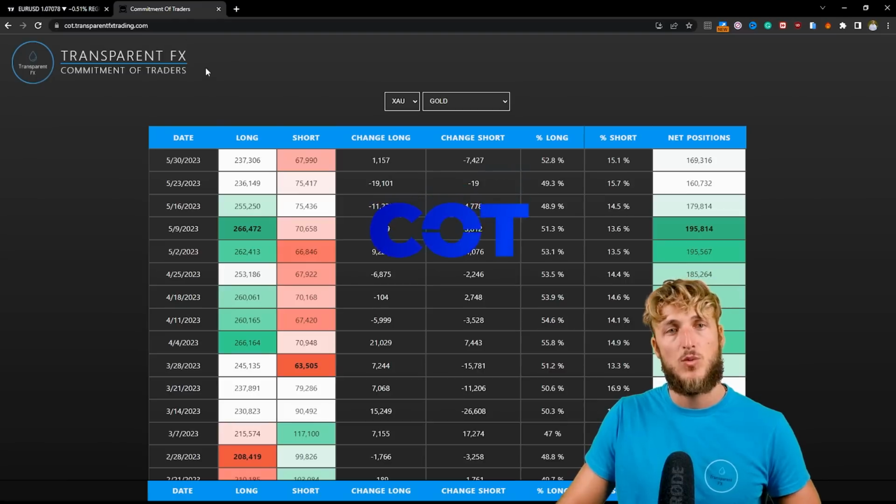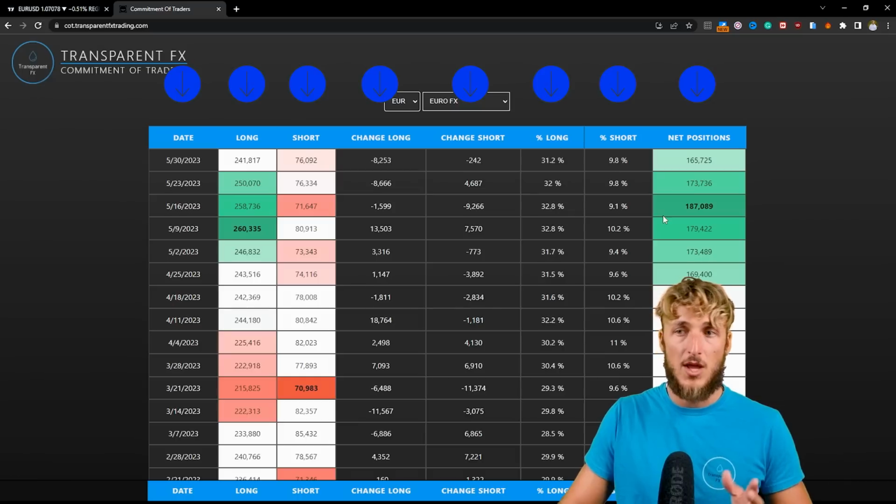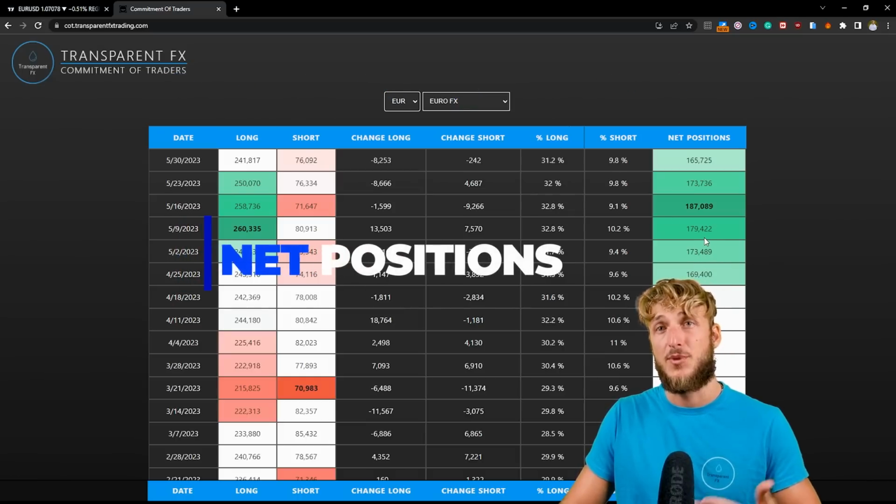Now, if we go and see what we have when it comes to the commitment of traders, so the COT data, which is what the non-commercials, the biggest speculators in the market, are doing, and we check the data precisely for the euro, what we can see is that with the last reports, net positions have been increased.